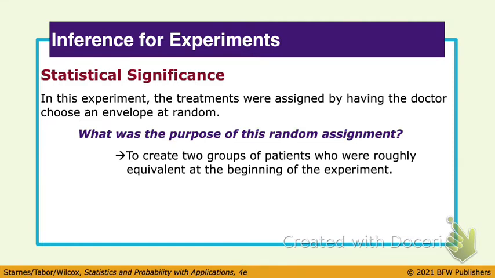There it is. To create two groups of patients who were roughly equivalent at the beginning of the experiment. So again, the purpose of the random assignment is to have two groups of patients who are roughly equivalent at the beginning of the experiment. We don't want to put the people, maybe if we said, hey, the older 25 go over here and the younger 25 go over here, and these people are going to get the inactive magnet, these people are going to get the active magnet.